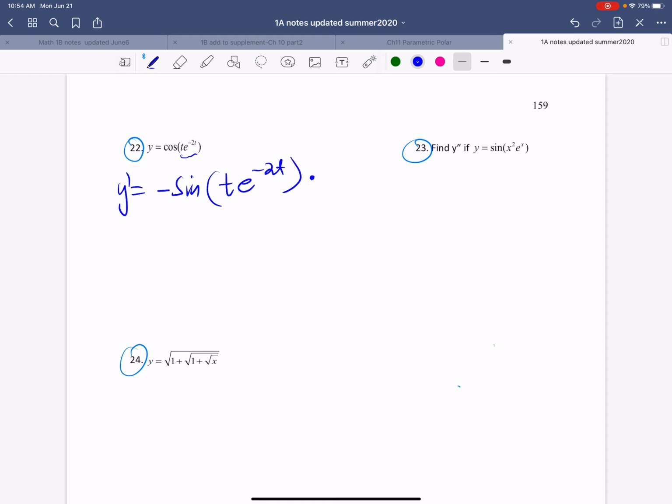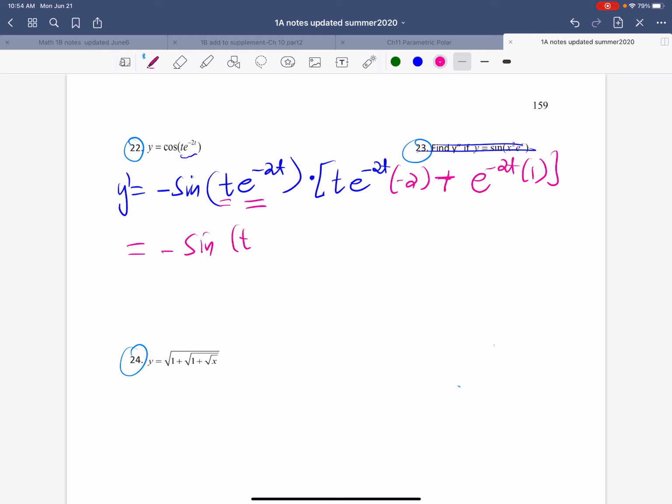Now we're going to multiply with the derivative of inside function, and we have to use the product rule here. So t times derivative of second function, derivative of e to the power negative 2t is e to the power negative 2t times negative 2, plus second function times derivative of first, which is just going to be 1, because derivative of t is 1. So negative sine of t e to the power negative 2t times negative 2t e to the power negative 2t plus e to the power negative 2t.